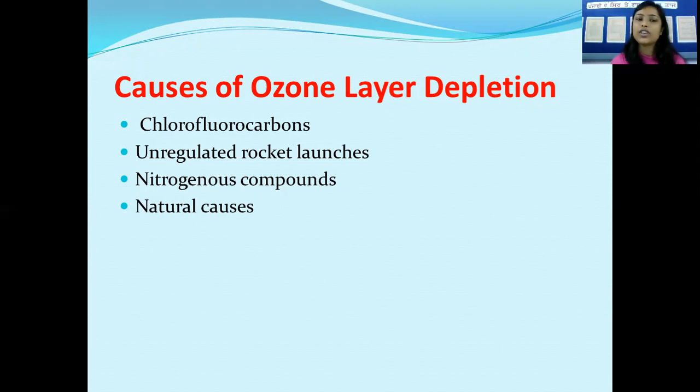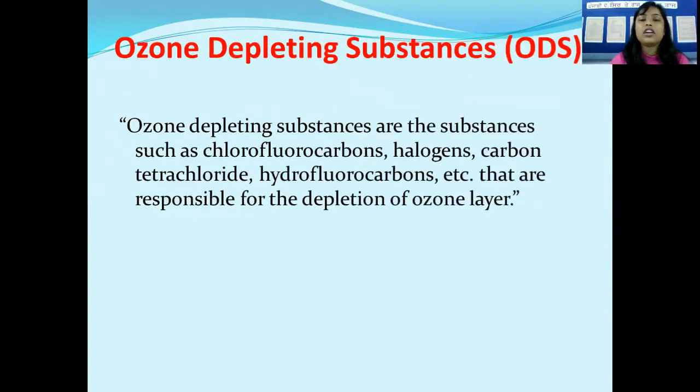And now the third point here, you can see that the nitrogenous compounds, the oxides of nitrogen, such as nitrogen dioxide and nitrous oxide, are also playing a major role in the depletion of the ozone layer. And then there are other natural causes of depletion of the ozone layer also, such as the sunspots and stratosphere winds, right? Now, what are ozone depleting substances?